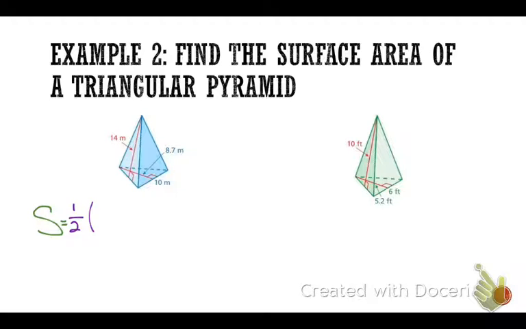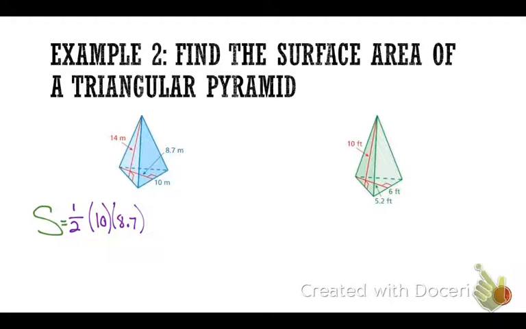1/2 times the base length of, what's the length of the base of that triangle? 10. Okay, so again, this is the base of the pyramid that I'm trying to calculate, which is 10. And what is the height of my base? 14. No. 8.7 is the height of the base triangle. Okay, what is 14? That's the slant height.